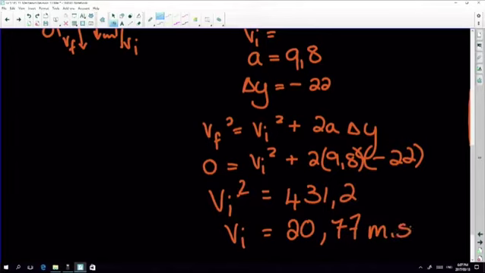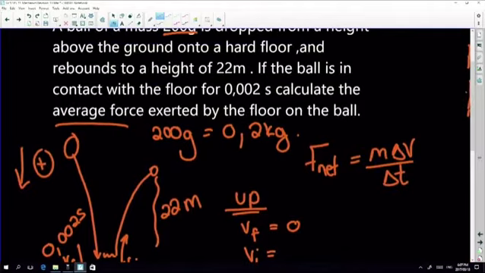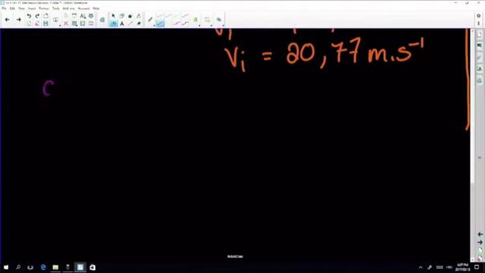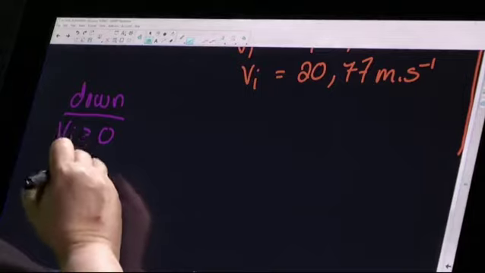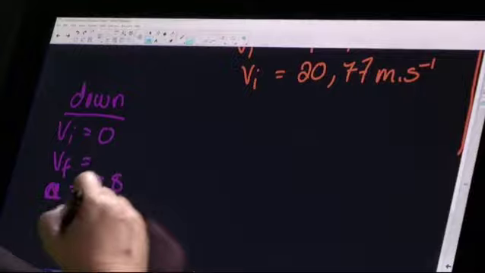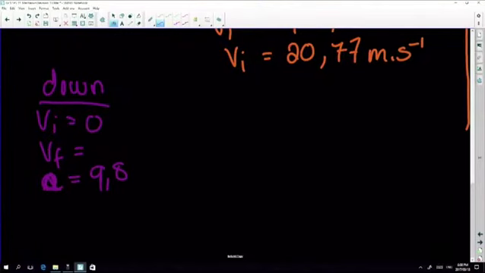20.77. Okay, now let me tell you where my problem is at the moment. I'm looking at the information given to me, and I actually don't have enough information to work out what its velocity was when it hit the ground. Because if we look at the downward motion, I know VI, it's 0 because it was dropped. VF, I don't know. A is going to be 9.8.